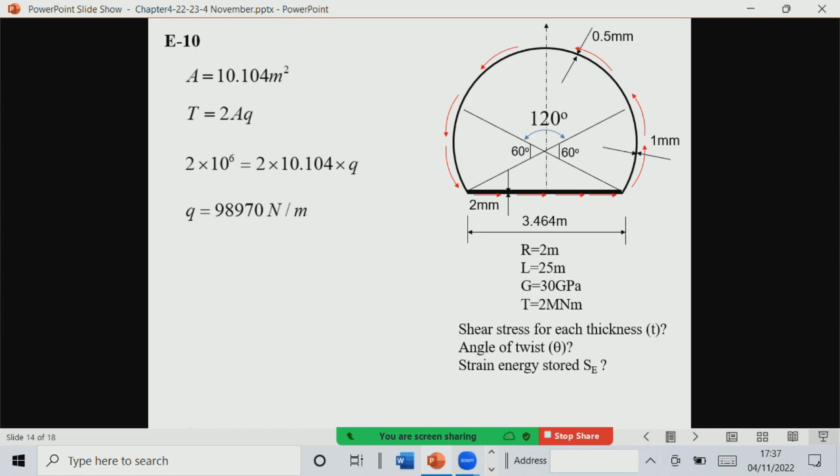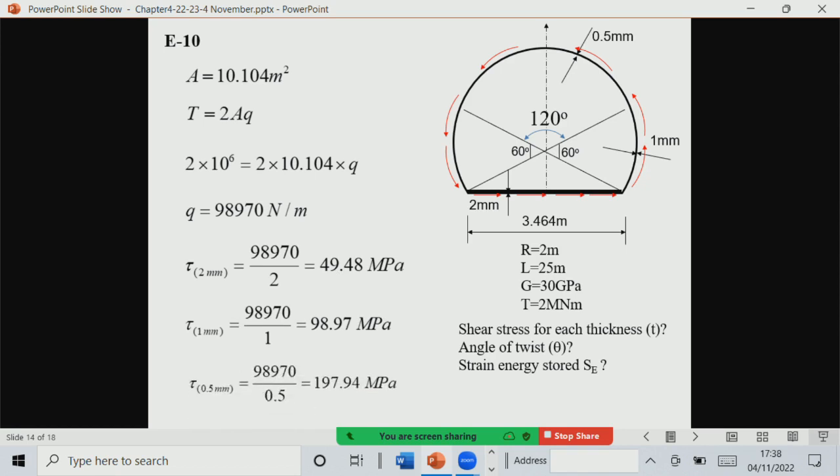Now the next stage is finding the shear stress in each thickness. If I was told to find the maximum shear stress, it obviously occurs on this thickness, which is 0.5 millimeter. But here I'm going to calculate it for each thickness. So I start with the thickness of the floor panel, which is 2 millimeters. What was the equation between the shear flow and shear stress? Shear flow is the product of the shear stress and the thickness. So if I am after shear stress, I have to divide Q by the thickness. So this gives me the shear stress applied to the floor panel, the shear stress applied to the two side shells, and the shear stress on the top shell. So the maximum shear stress is about 198 megapascals. And 1 megapascal is 1 newton per millimeter squared.